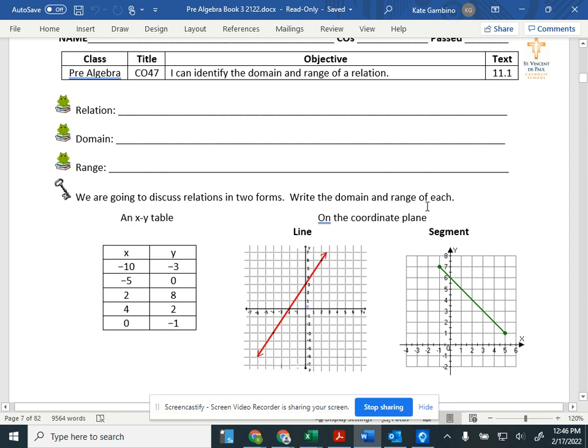Good afternoon. We are continuing using those function tables. Remember yesterday I talked about how when we have those function tables, we can turn them into X and Y coordinates so we can graph. Ooh, we're getting to it already. So we're going to start learning CO47. I can identify the domain and range of a relation. Ooh, it's a little bit new vocab words.